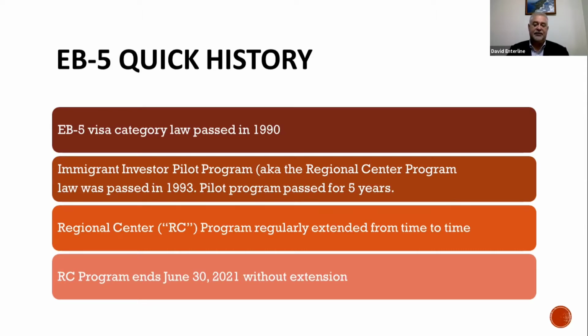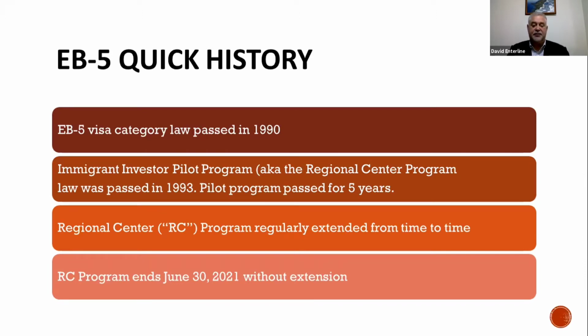So in 1993, Congress passed the Immigrant Investor Pilot Program. That's referred to generally as the Regional Center Program, and that's the common term now. So we'll call it the Regional Center Program. It was passed in 1993. It was a pilot program, pilot meaning a test program, and this was passed originally for 5 years.